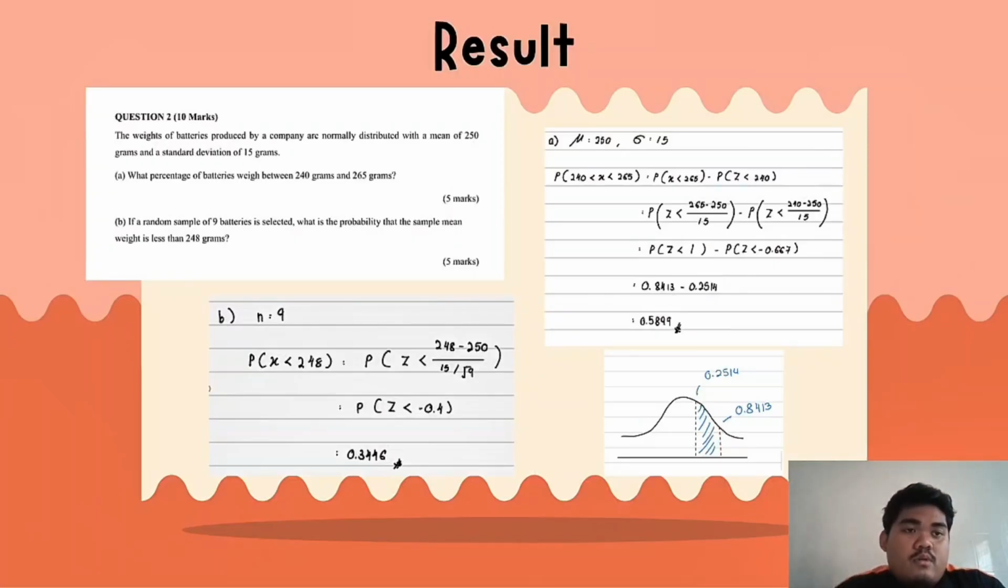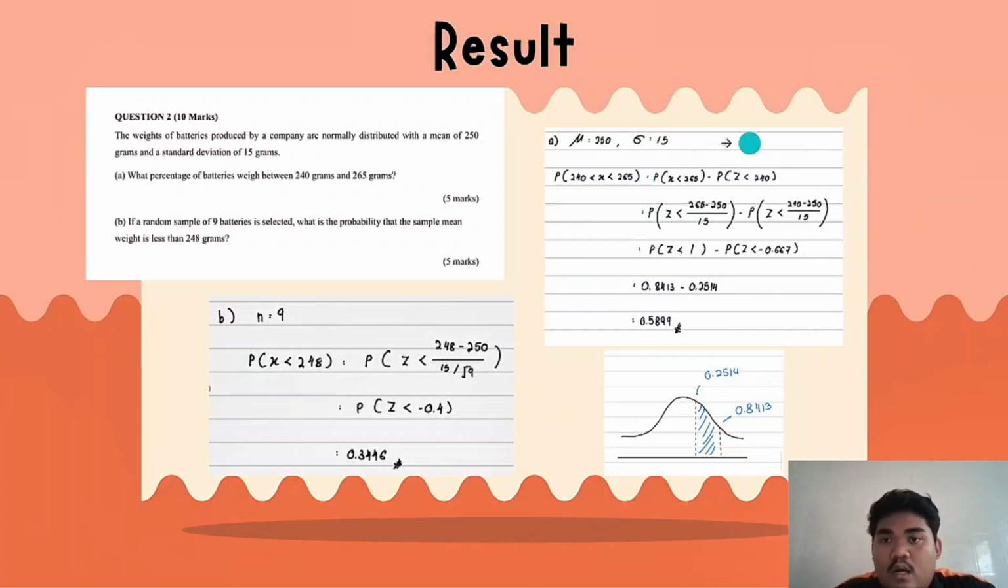Bismillahirrahmanirrahim. Assalamualaikum warahmatullahi wabarakatuh. My name is Tuan Faiz Fazi and my identity number is B11231036. So for today I would like to share with you my result for question 2. The first question is what percentage of batteries weigh between 240 gram and 265 gram. So the given mean is 250 and the standard deviation is 15 gram.